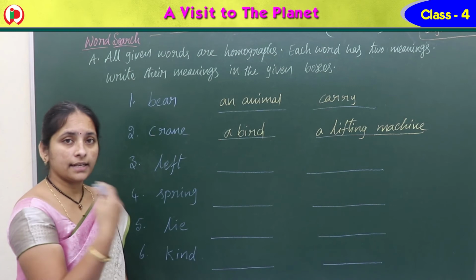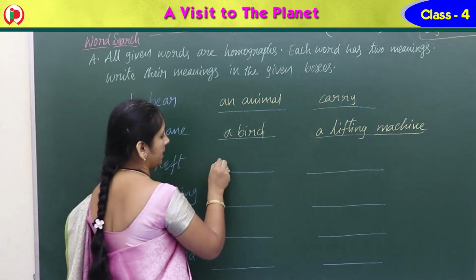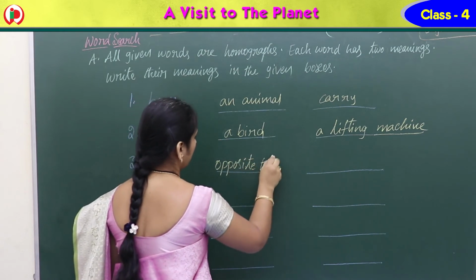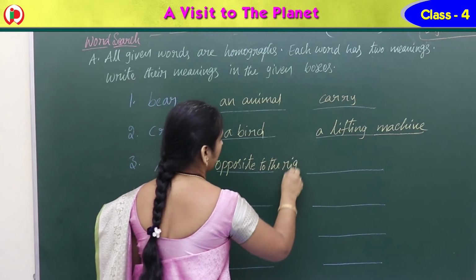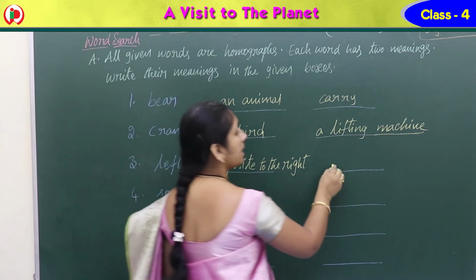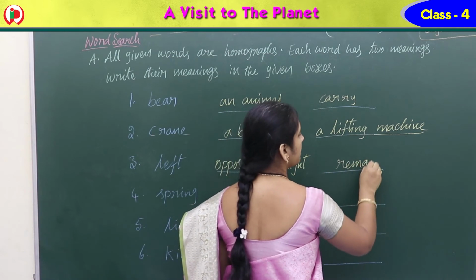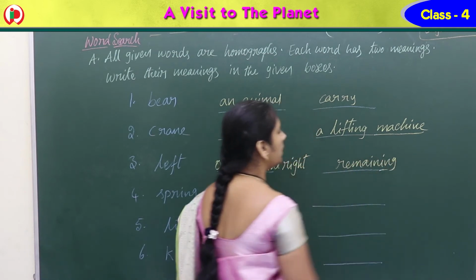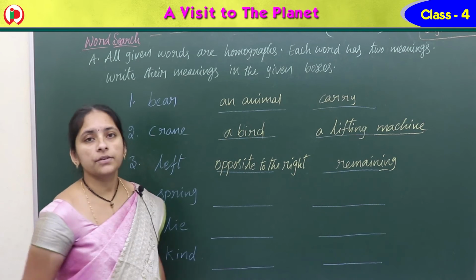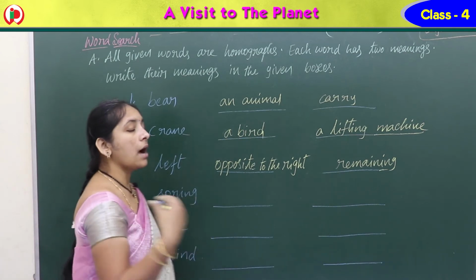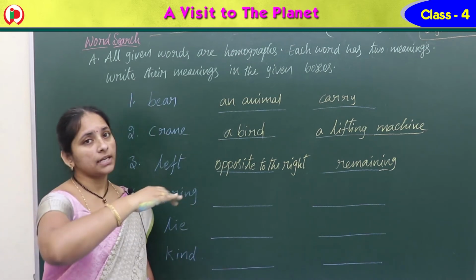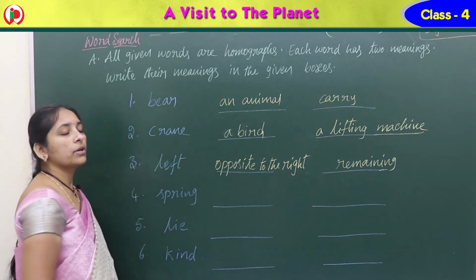Now left. Yes, right, left. That is opposite to the right. So, right opposite we have left. Okay. One is that, and another one is remaining. Leftover means remaining things, na? So leftover topics you do it. That means remaining things you do it, right? So that is called left. One is opposite to the right direction. Right opposite left. So right direction opposite left direction, like this. And one more is remaining.